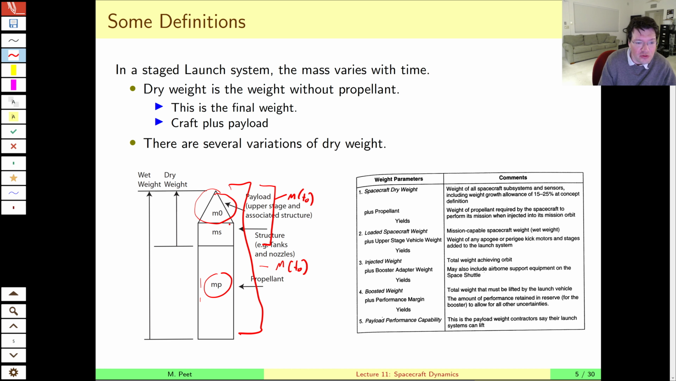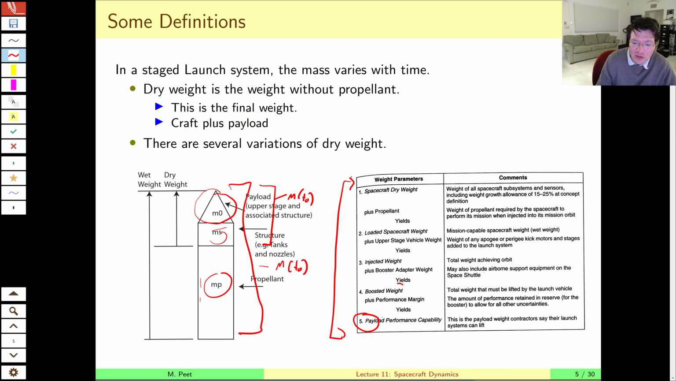So whether you include structural weight or just payload weight depends. We'll talk about both cases. In real life, of course, we always have structural weight. So it's broken down here in these SMAD tables into stages. We're sort of going from bottom to top here, the opposite direction. So stage 5 is the payload performance capability. That's basically what these systems can lift.